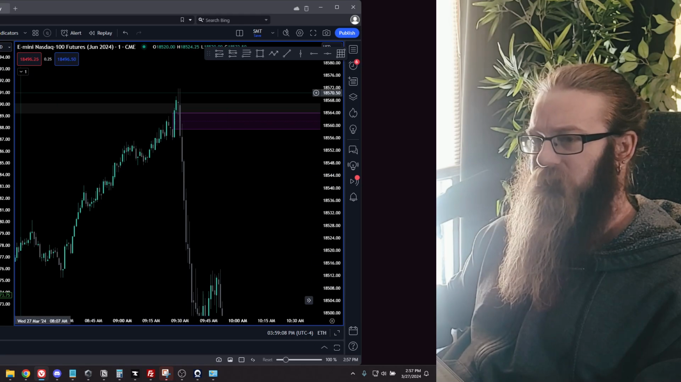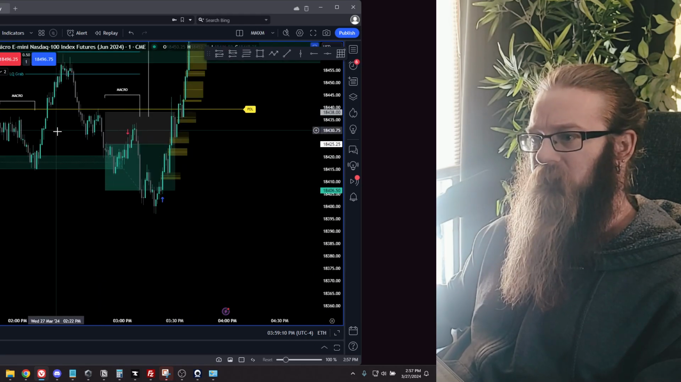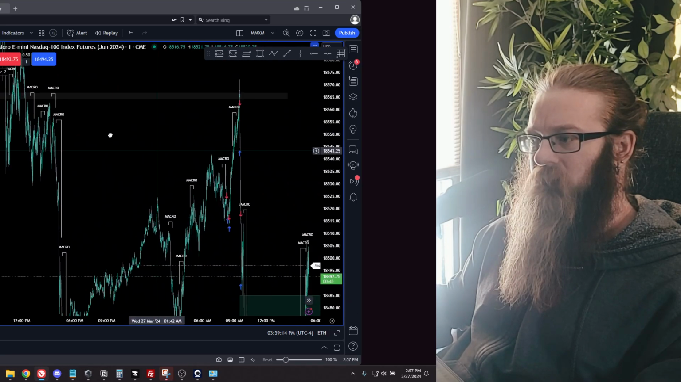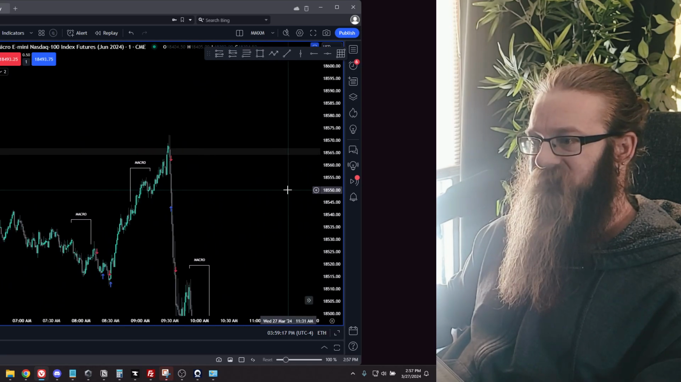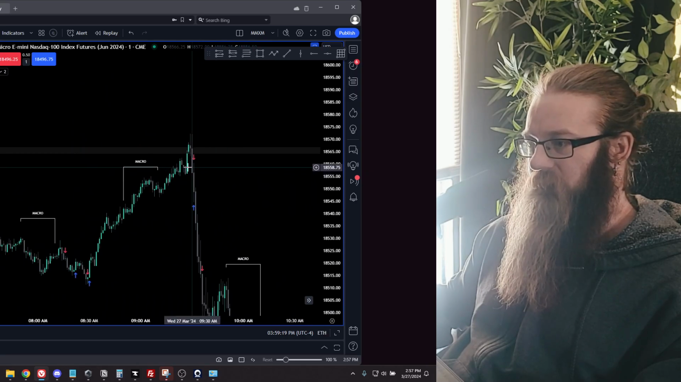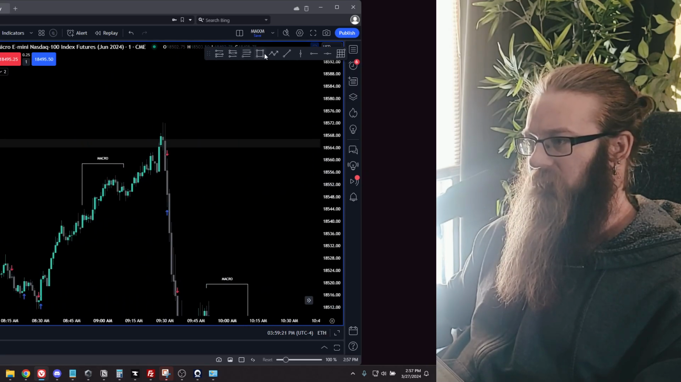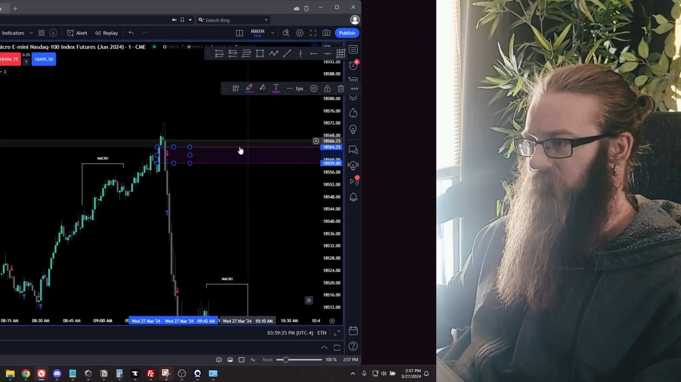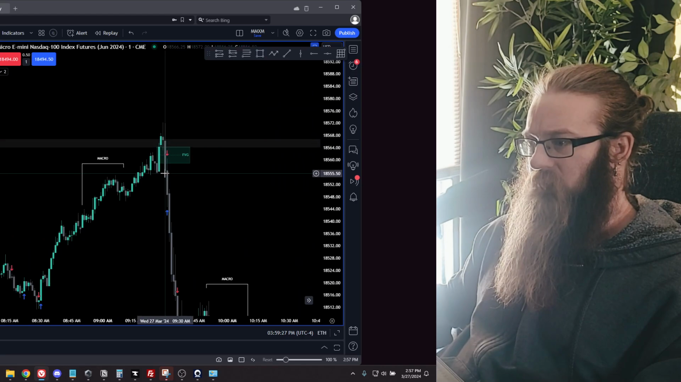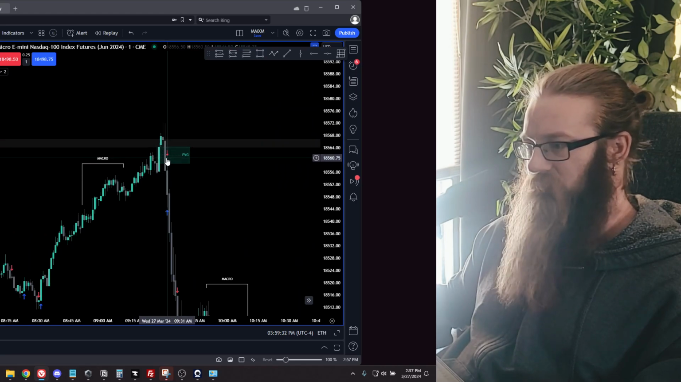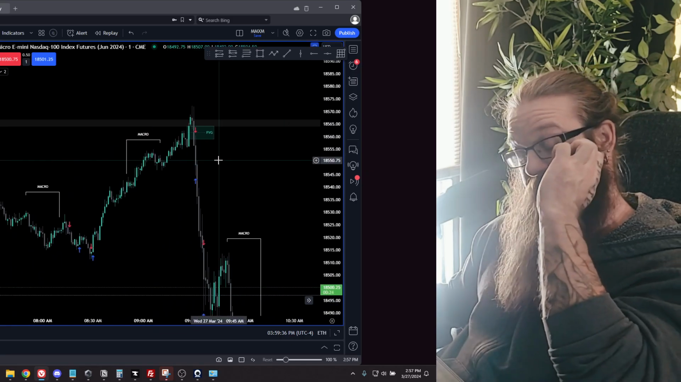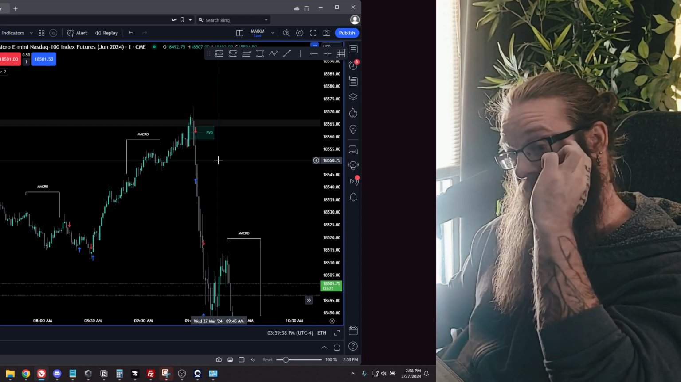But what I did was, I'm not logged in. I can show you on my other screen probably. Right here. So what I did was I waited, saw that this was making a 1-minute BPR right here. Closed, made a 1-minute BPR. Next candle, traded up into it. I sold right there.